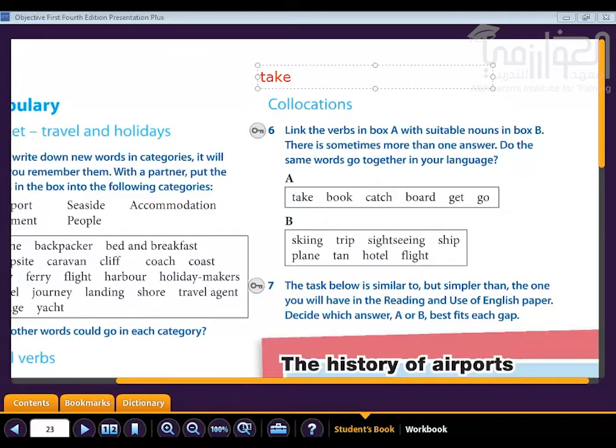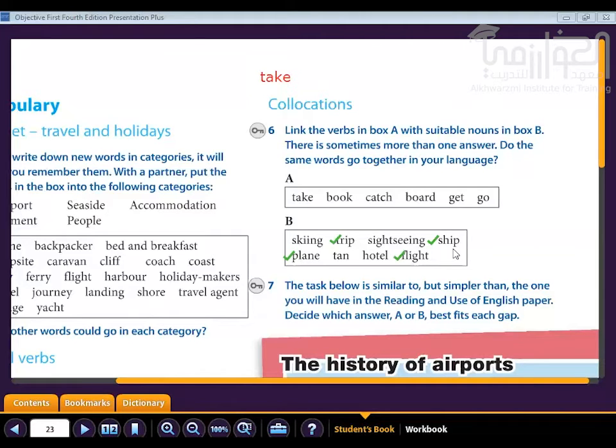So take. We can use take with what? We can use take with some of these words. We can use take with take a trip. Take a trip, yes. We can use take also with a ship. Take a ship. We can use take also with take a plane. And we can use it also with take a flight. So this is how we can use take. So when we use take with A, we can use them with all of this.